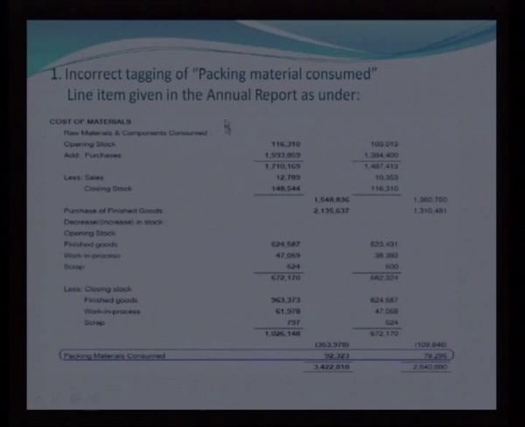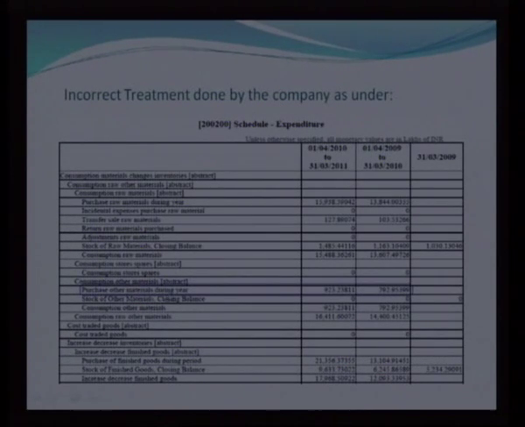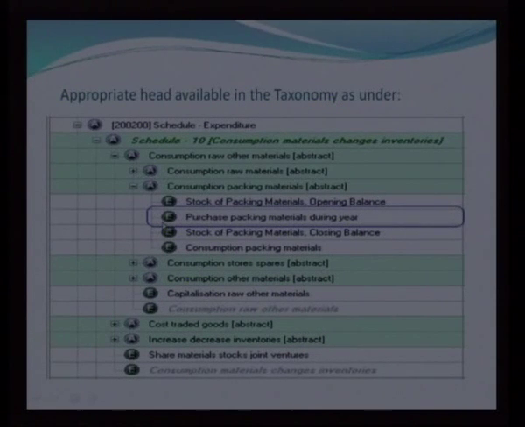Going forward, we have this schedule wherein we have packing material consumed, and we have tagged it with purchase of other material during the year. But the exact tag available in the taxonomy was purchase of packing material during the year. When an appropriate tag is already available in the taxonomy, we have to select that particular tag only. We need to select the alternative tag only in case the appropriate and exact tag is not available. And if there is any confusion, kindly go to the definition. It will provide you the detailed definition, whether it falls in this particular tag or not.